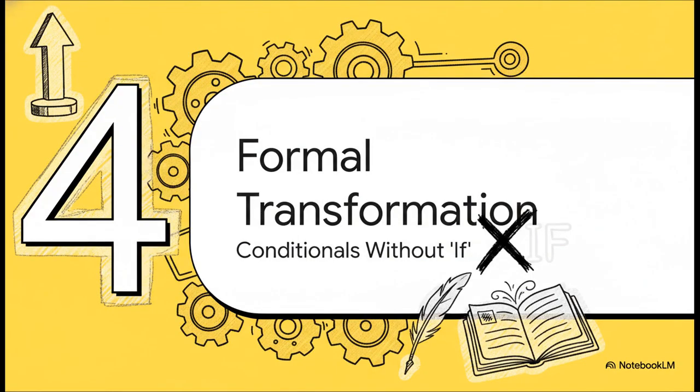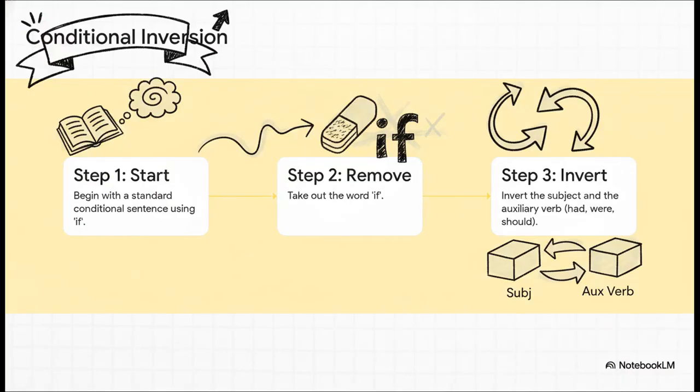Okay, let's get to our final big category. This one is super cool because it lets you sound incredibly formal, and all you have to do is ditch one little word. If. You see this all the time in formal writing and speeches. And the way you do it? It's almost ridiculously easy. It's a simple three-step trick. First, you start with your regular if sentence. Step 2, you just get rid of the if. Poof, it's gone. And finally, you just swap the subject and that little helping verb, like had, were, or should. That's literally all there is to it.